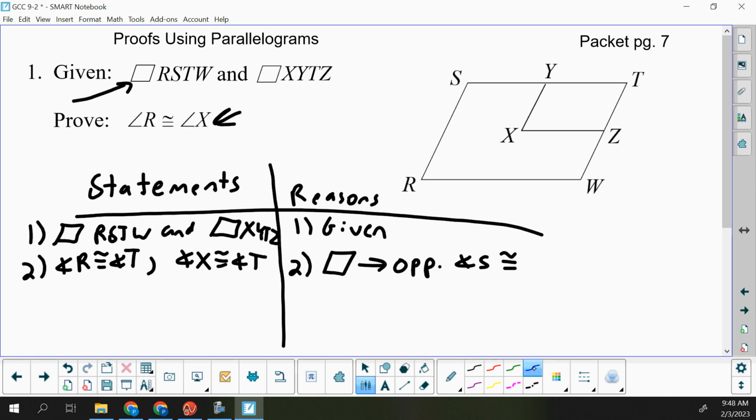Now when we mark them, we've got separate pairs of things, so we've got to use separate arcs. So we'll use one arc for R and T, and then let's use two arcs for X and T. Angle T got marked up two different ways, so there should be a bell going off in our heads telling us what we should do next. Turn to the people in your group and tell them what we should do for our next reason. I may not be in the room, but I hopefully heard a couple people say transitive property.